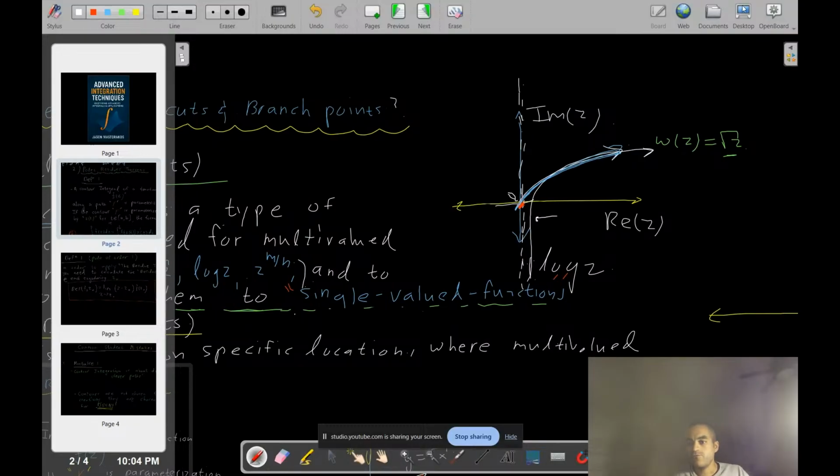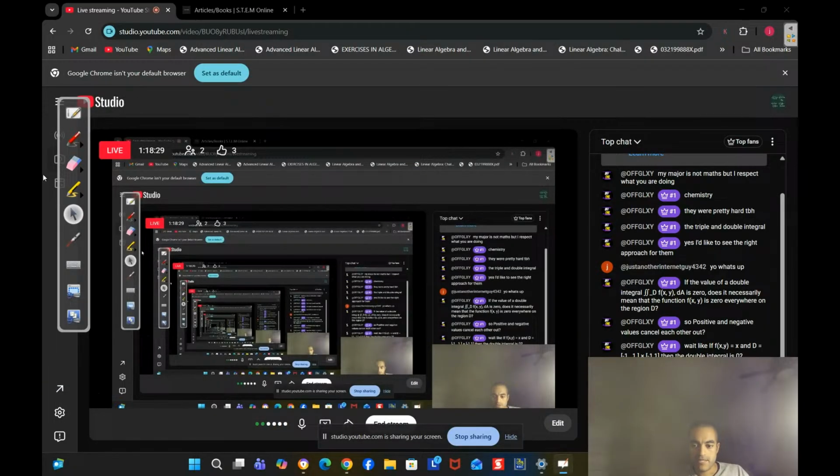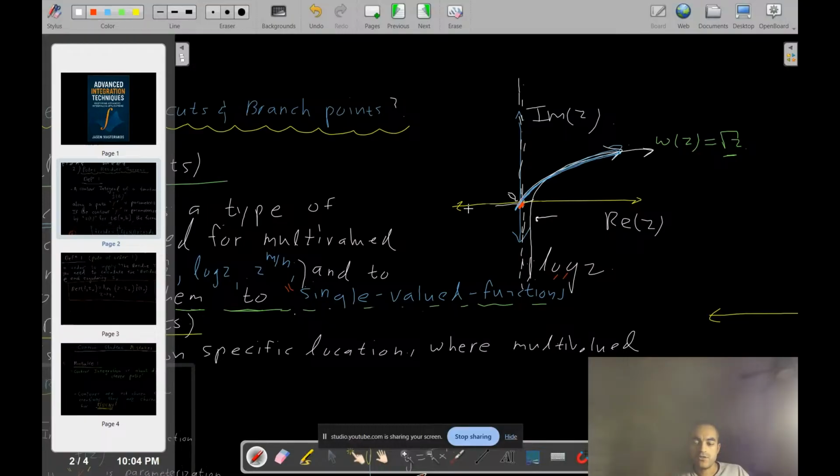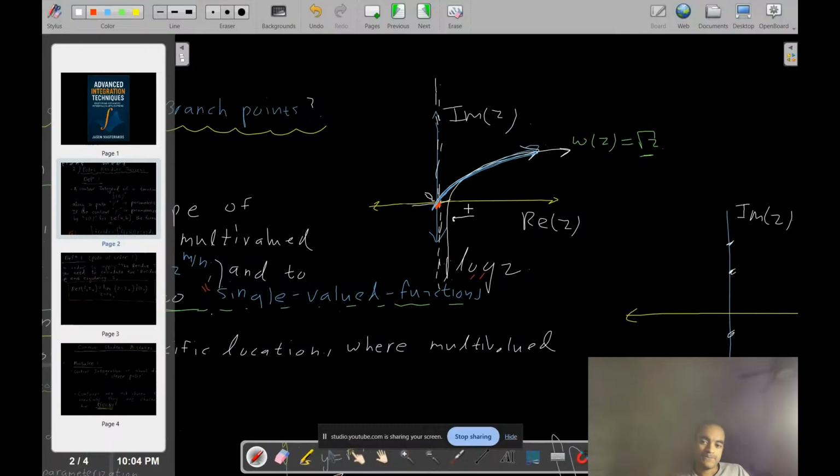Just take the square root function, and look at how it is behaving. The square root function is always greater than or equal to 0. Since Z is greater than or equal to 0, you know that your Z has to be 0. So that's a branch point automatically. Automatically we have a branch point there.